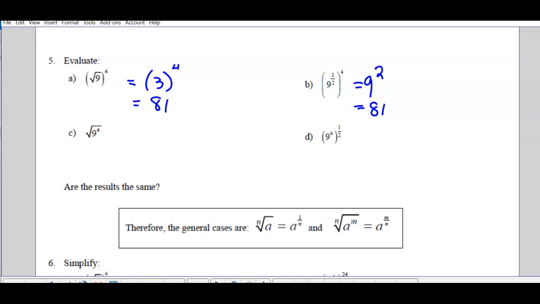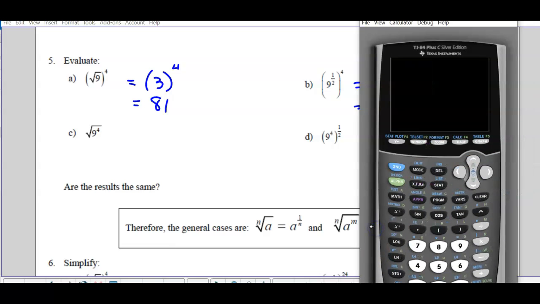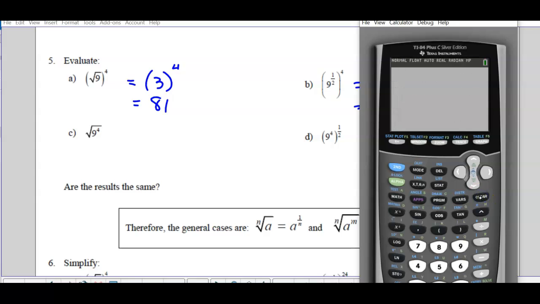Now the next one, you might think, okay, I'm going to do 9 to the exponent 4 inside in the radicand. So that's going to be square root of 6,561. And then I'm going to take the square root, and you get back to 81. Same answer. All of these so far have been 81.